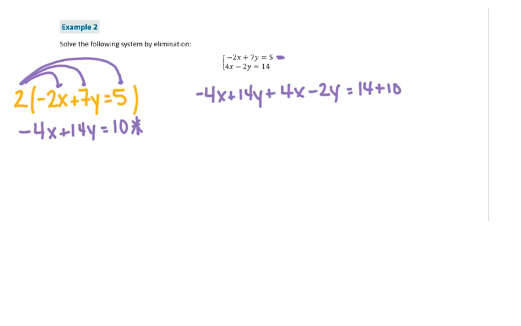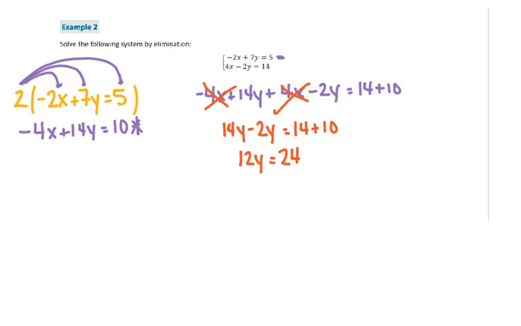And so what I know right away is that a negative 4 plus a positive 4 is 0, so I can eliminate the x. So I'm left with 14y minus 2y equals 14 plus 10. So now I'm going to combine like terms. So I have 14y minus 2y, which is 12y. So I've got 12y equals 14 plus 10 is 24, equals 24.